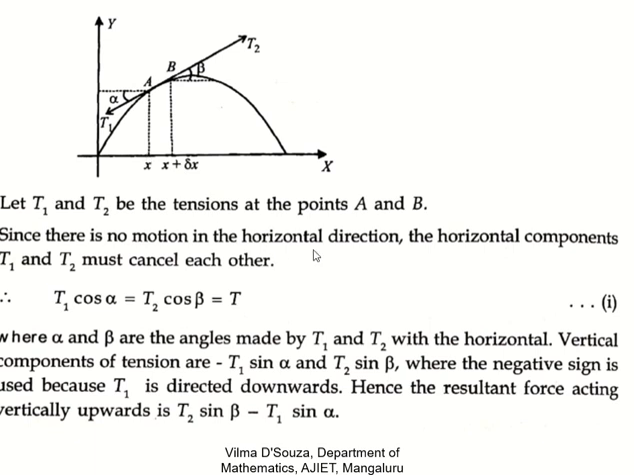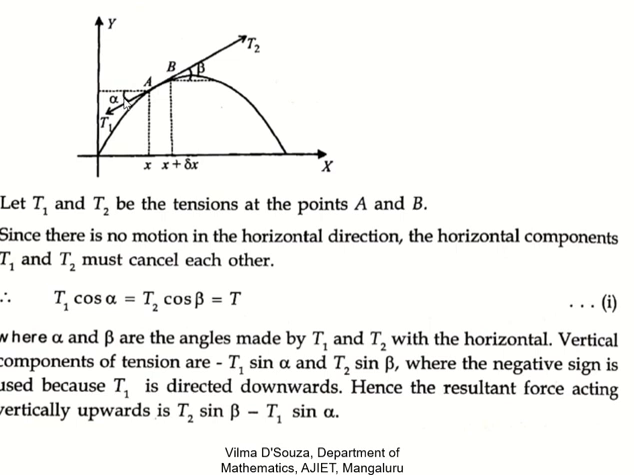Since there is no motion in the horizontal direction, the horizontal components of T1 and T2 must be constant. When you disturb the string from its equilibrium position and release it at a certain time, the string will vibrate in the vertical direction. So there is no motion in the horizontal direction. So the tension at A, that is T1 cos alpha, and the tension at B, that is T2 cos beta, must be equal to some constant, say T.